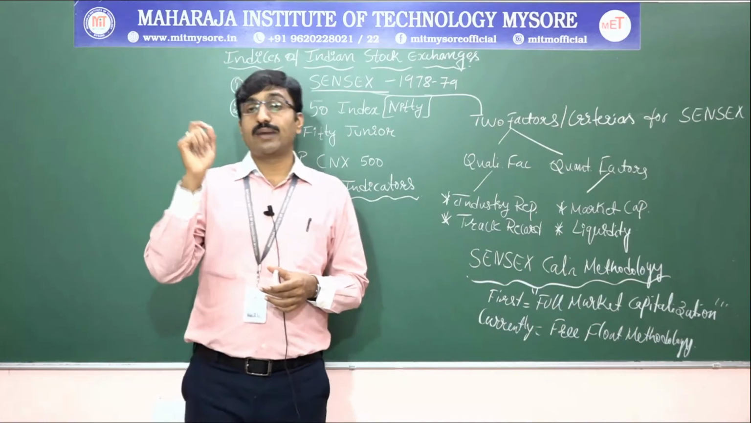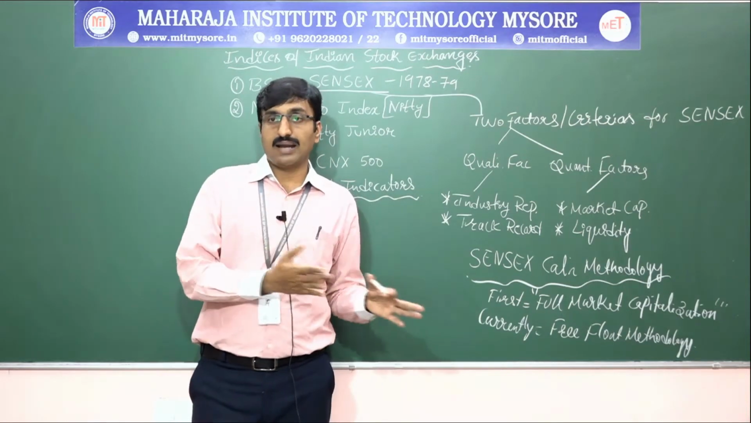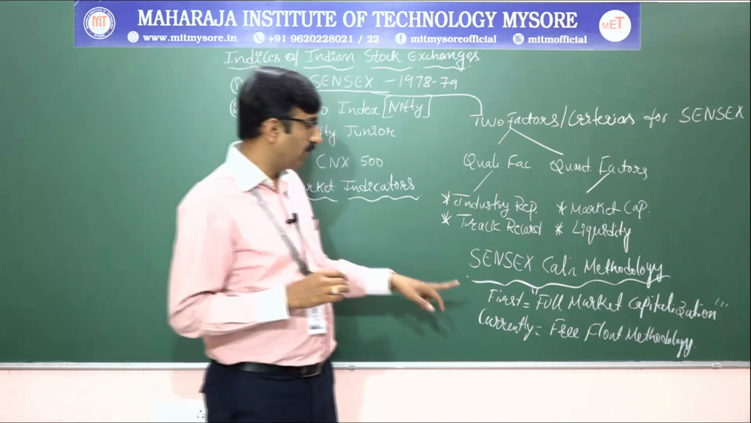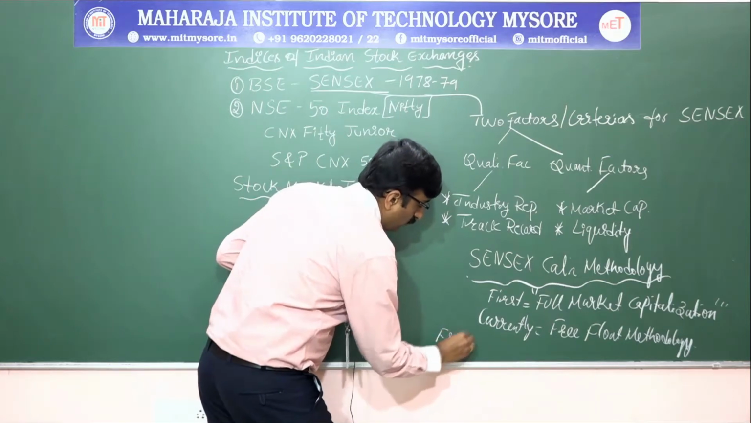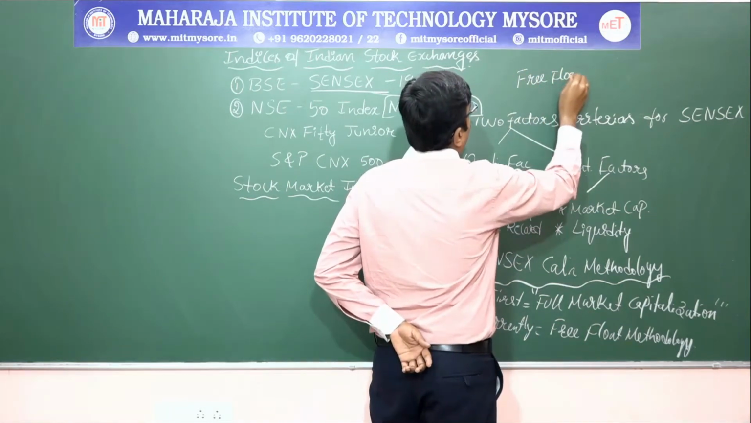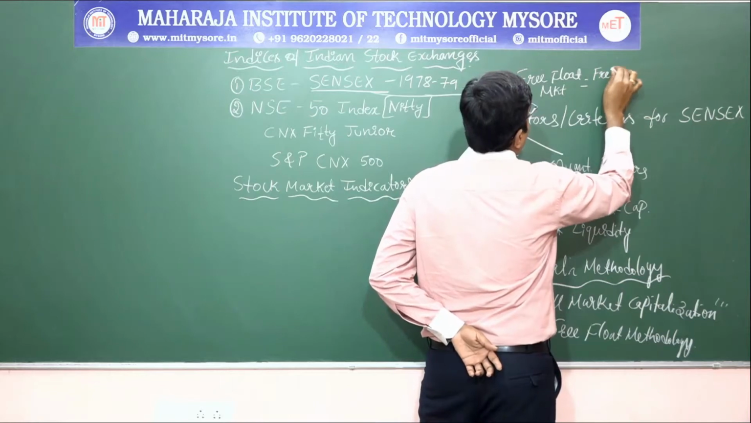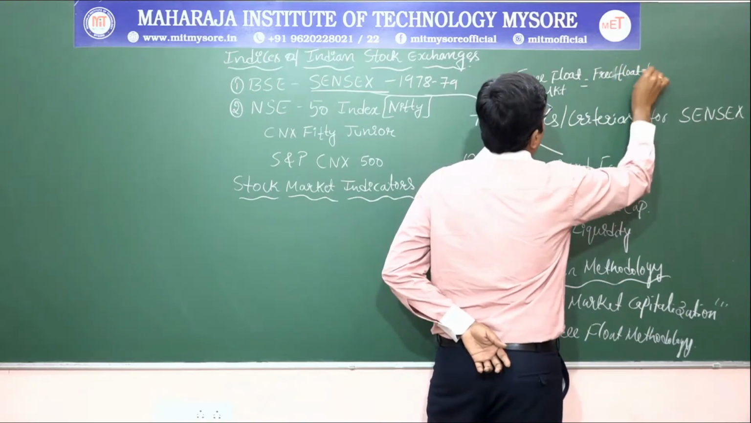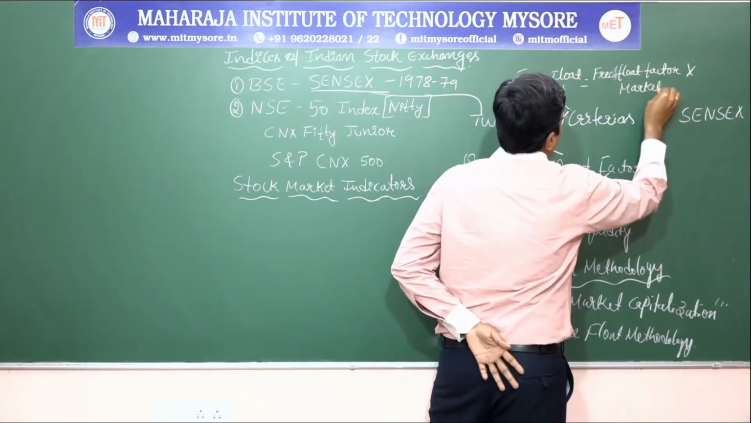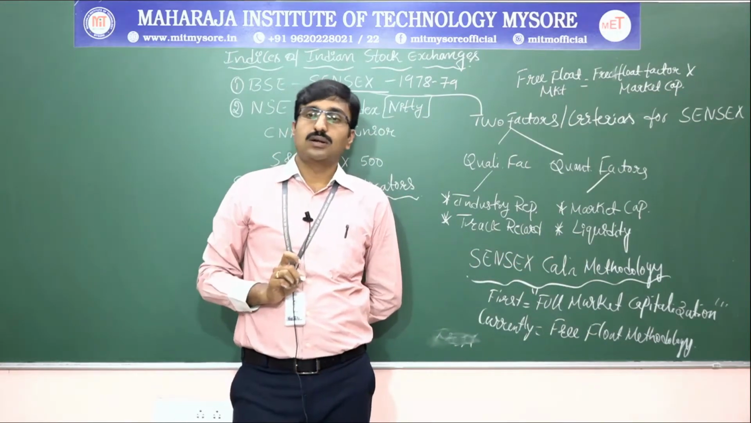In order to determine the free float market capitalization, the free float factors are given by the market indicator. We take the free float factor and multiply it into the market capitalization. So here we apply the formula: free float market capitalization is equal to free float factor into market capitalization. This will be taken for the calculation of the BSE Sensex.